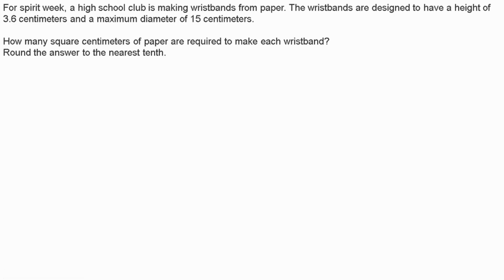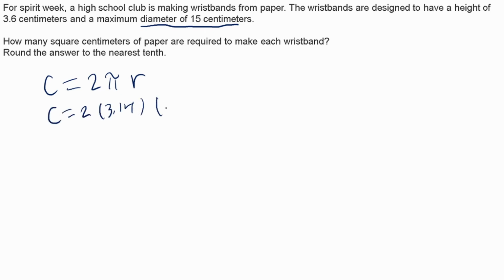We need to make sure we have our circumference formula, which is 2 pi r. So we're going to get our circumference is 2 pi r. Now, what is my r? Well, we know our diameter is 15, so we have to cut that in half. So we get our circumference as 2 times 3.14. And my radius is going to be half of 15, which is 7.5.